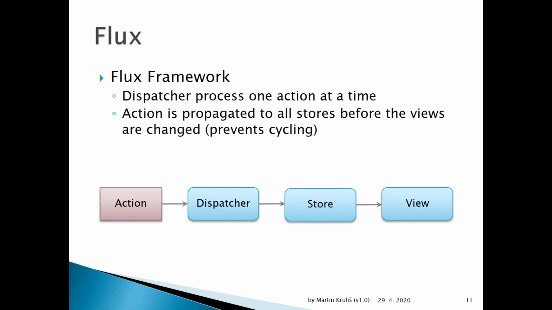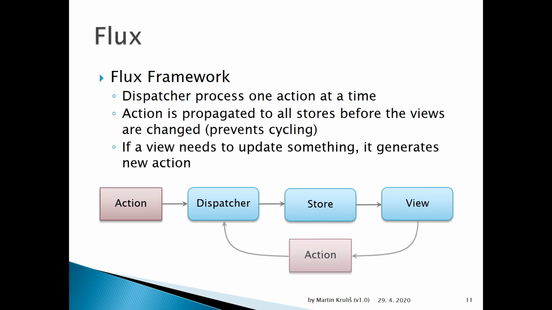If the view wants to trigger an update, it must create a new action, which will then subsequently be processed by the dispatcher. Of course, this does not prevent looping altogether, because in theory one action can be processed by the dispatcher, produce some update which will trigger the update of the view, which will inevitably create the same action. So in theory we can still be looping here, but the scenario when this would happen is much more unlikely.